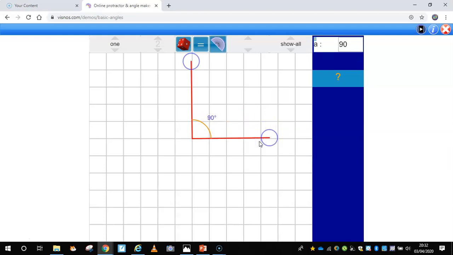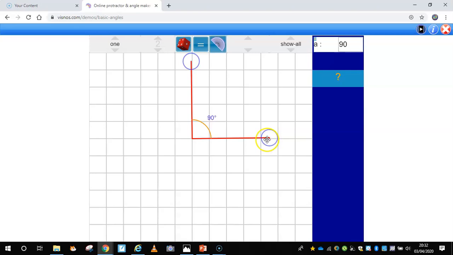And I'm going to stop here. Now, I've just done a quarter turn, which is now 90 degrees. Can you remember from year 3 what we call that kind of turn or that kind of angle? Have a think. That's right, it's called a right angle.